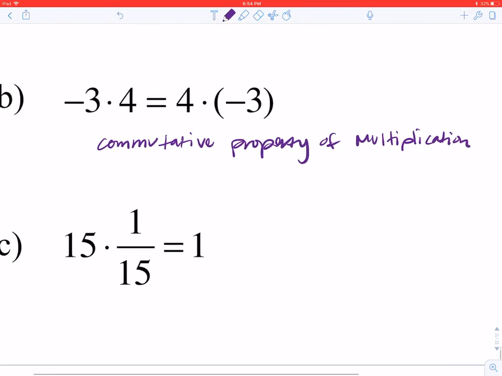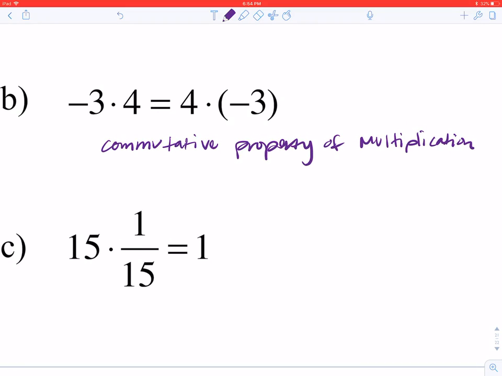Okay. So we have multiplication happening in part C. And we have 15 being multiplied by 1/15. Well, 1/15 is the reciprocal or the multiplicative inverse of 15. So this is going to be the multiplicative inverse property.